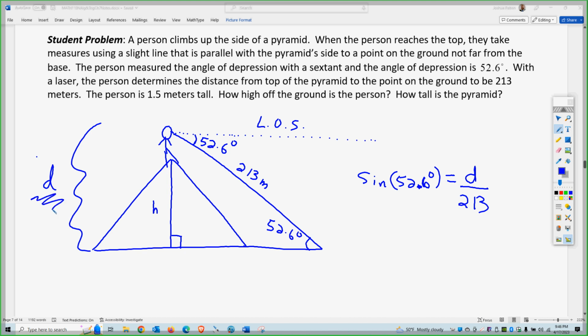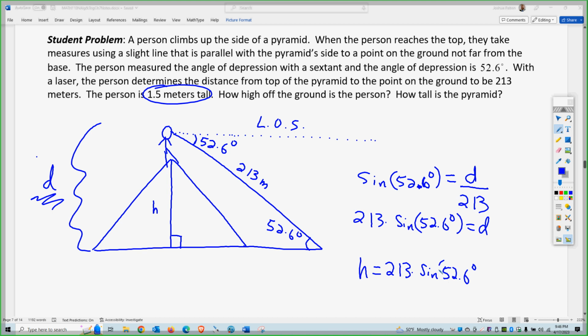Okay, so if I solve for D by multiplying by 213, I get 213 times the sine of 52.6 degrees. So that's D, which is not the actual height of the pyramid, right? So the height of the pyramid is D minus my height, because I'm standing on the top, which is 1.5 meters. Okay, so the actual pyramid height H is 213 times the sine of 52.6 degrees minus 1.5.